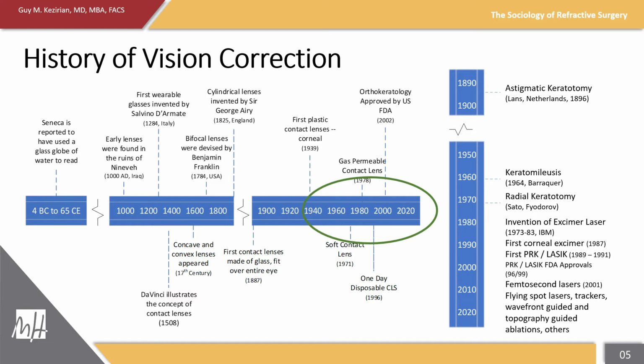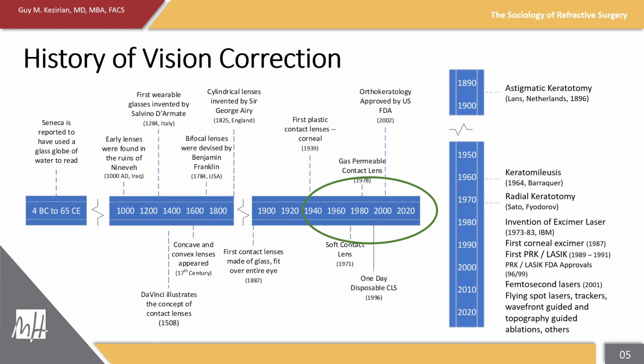The green circle points to the era of surgical intervention of refractive errors. Again, putting another timeline against it, the first reports of surgical interventions were by Lans in the Netherlands in 1896, performing an astigmatic keratotomy. Very similar to what we do even today with a limbal relaxing incision.